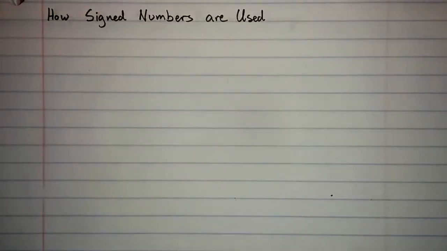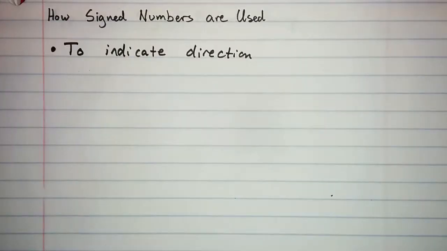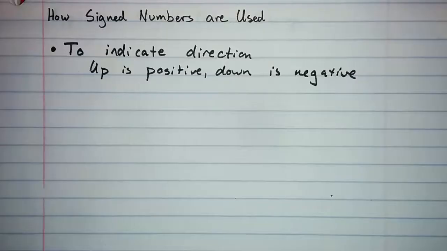Before we say any more about them, we should take a moment to pause and think, do we really need these signed number things at all? What are we going to use them for? And the simplest way that we use signed numbers is just the way that we did on the number line, to indicate direction. Usually the directions indicated by signed numbers are up is positive and down is negative.